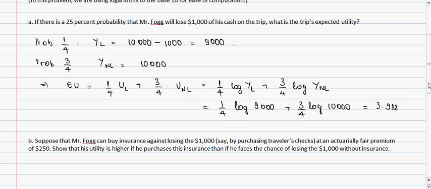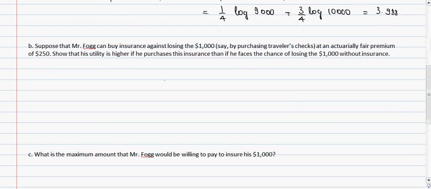Now, the question says suppose the consumer wants to buy insurance against the loss, against losing $1,000. Basically, buying traveler's checks at a fair premium of $250. The question asks you to show that the utility for the consumer is going to be higher if he purchases the insurance, compared to the case where he's facing the chance of losing $1,000 without the insurance.